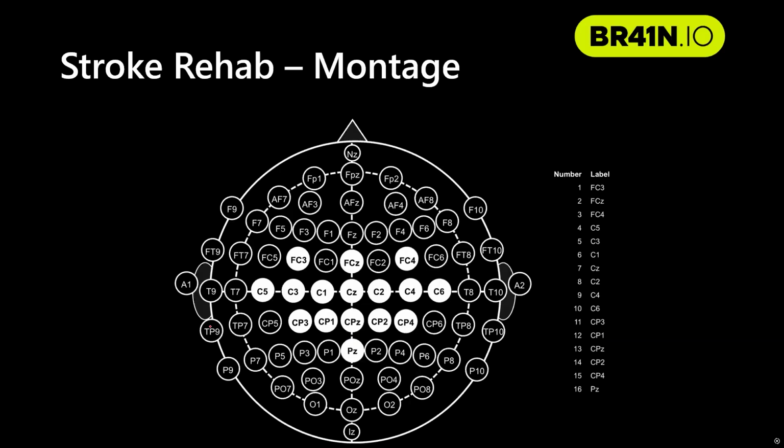Okay, to the data set itself, we have, of course, a montage. And the montage you can see here. We have 16 channels. You can see the channel numbers and labels here, as well as a visual depiction of the montage. All of the white channels here are the channels that were used to record this data.